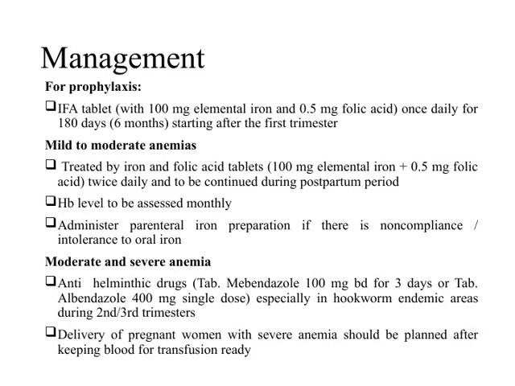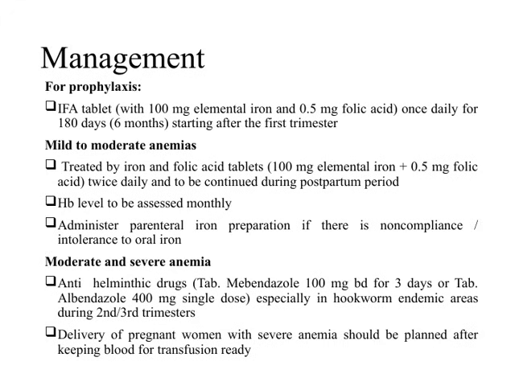It's important to start this after the first trimester to ensure fetal development is not compromised. When dealing with mild to moderate anemia, the treatment involves iron and folic acid tablets, specifically 100 milligrams of elemental iron plus 0.5 milligrams of folic acid, taken twice daily. This regimen should be continued throughout the postpartum period to replenish iron stores and support recovery.